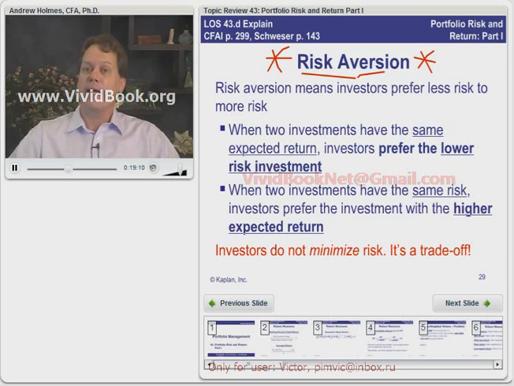And all that says is that if investors are offered a choice of two investments with the same expected return, they take the one with the lower risk, or with the same risk, they take the one with the higher return. We're not in the business of minimizing risk, we're in the business of optimizing the trade-off between risk and return. If we just wanted to minimize risk, that would be really easy. You would just buy treasury bills or whatever you thought was the lowest risk security. So risk aversion is a principle that applies to everybody.